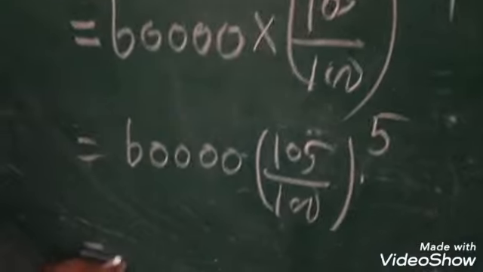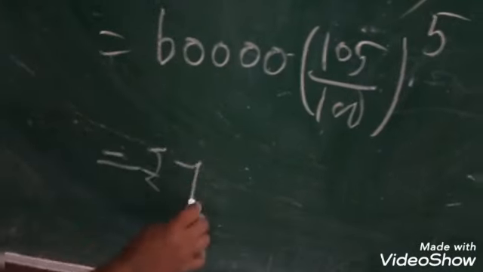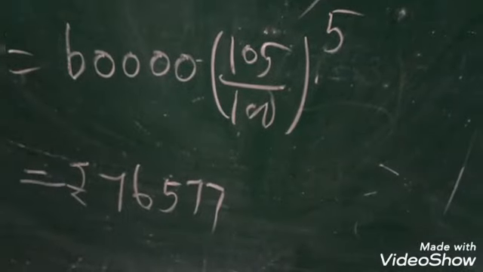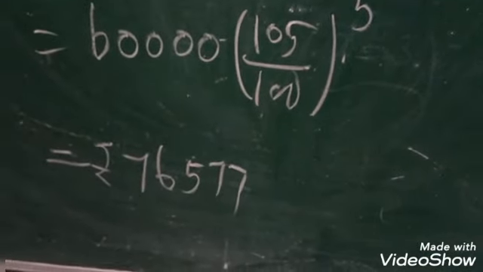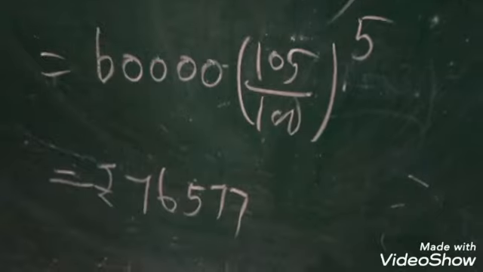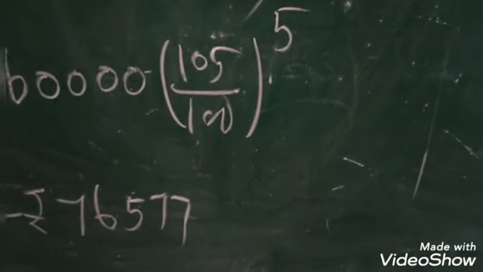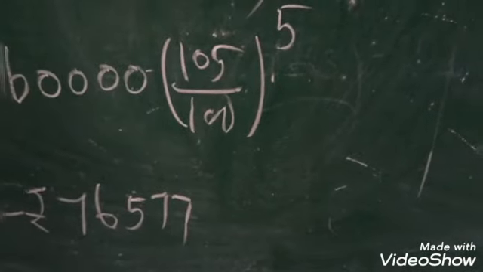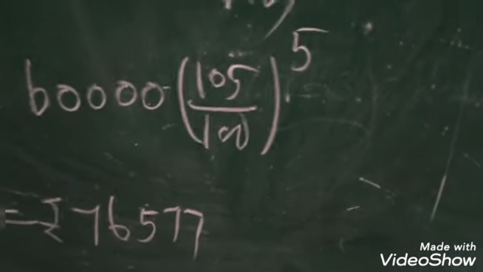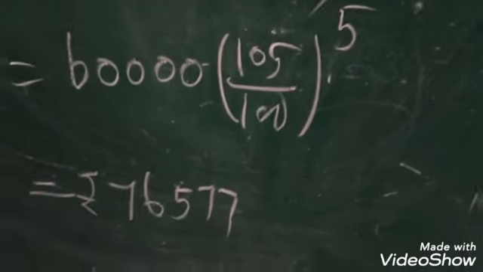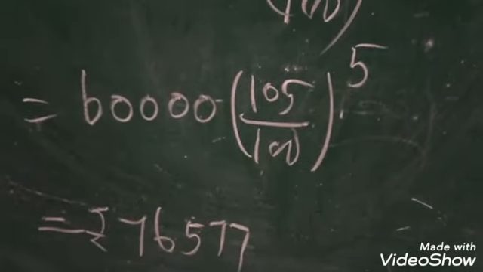So if you simplify, this is the answer you have to find out girls. 105, 6 times, then 100, if you divide you have to simplify. The answer is 76,575. After the 5 years, his salary is 76,577.